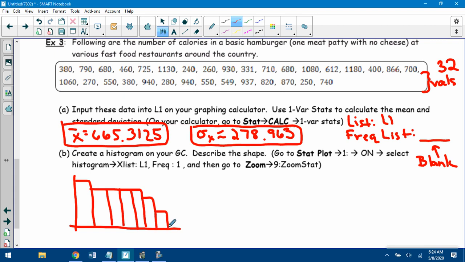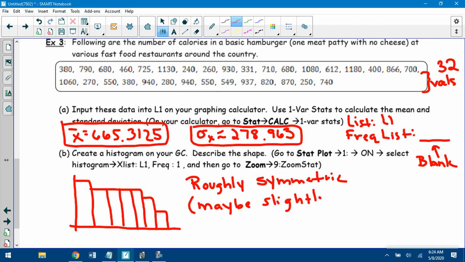We could say it says describe the shape. I would say that's roughly symmetric. It's not bell-shaped. You could make a case maybe that it's slightly skewed right. Okay, so slightly skewed right. There's some high values over here, but there's a bunch of high values and they're kind of clumped with the other ones. So that's why I would say roughly symmetric.